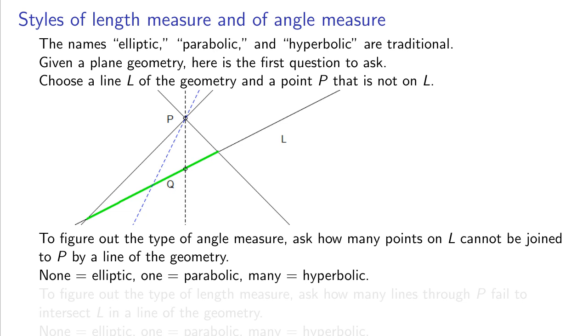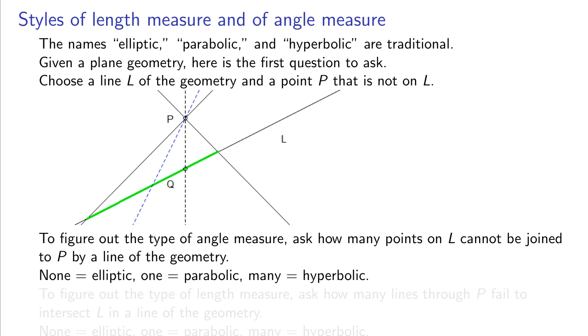But it may be that there's one and only one point, Q, on line L that can't be joined to point P, and that in fact is the case in so-called Galilean geometry, the geometry of uniform motion along a straight line. In this geometry, a point is really an event in space-time. It has a time at which it happened, and it has a location at which it happened, and a line of this geometry represents motion with some constant velocity.